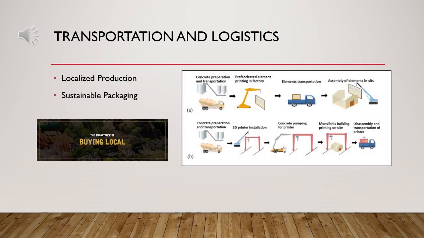Transportation and logistics. The transportation of materials, products, and components in the 3D printing supply chain can contribute to sustainability impacts. Optimal logistics planning and local production can help reduce the transportation-related emissions. Localized production. Setting up local manufacturing facilities and utilizing distributed manufacturing networks can reduce the need for long-distance transportation of materials and products. Sustainable packaging. Using eco-friendly packaging materials and optimizing packaging design can minimize environmental impact during transportation.